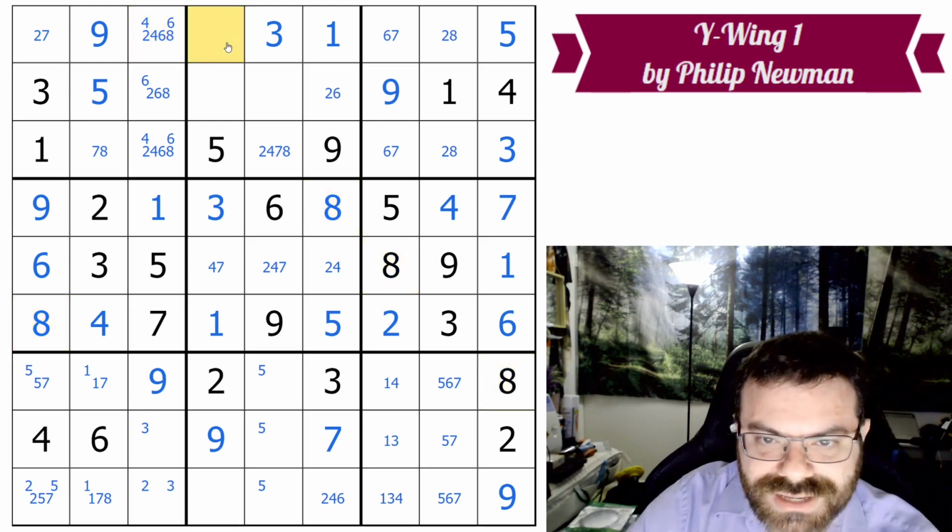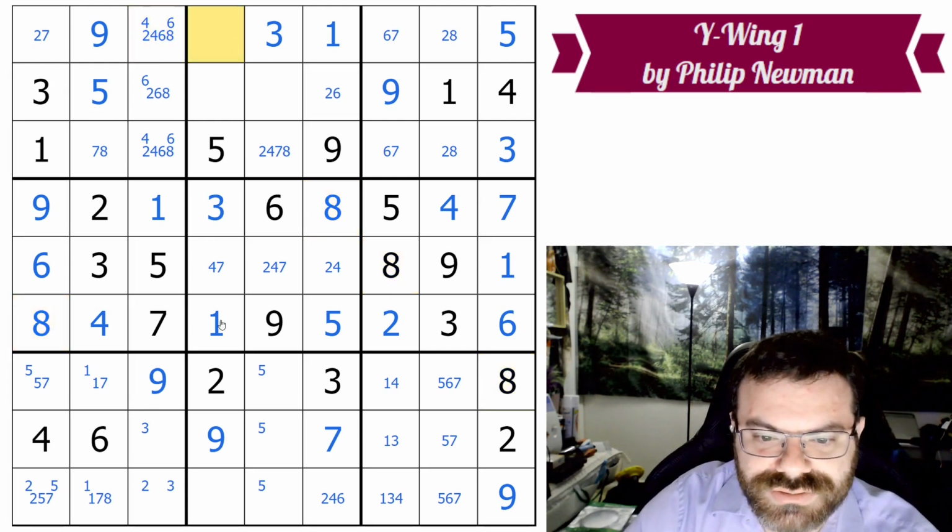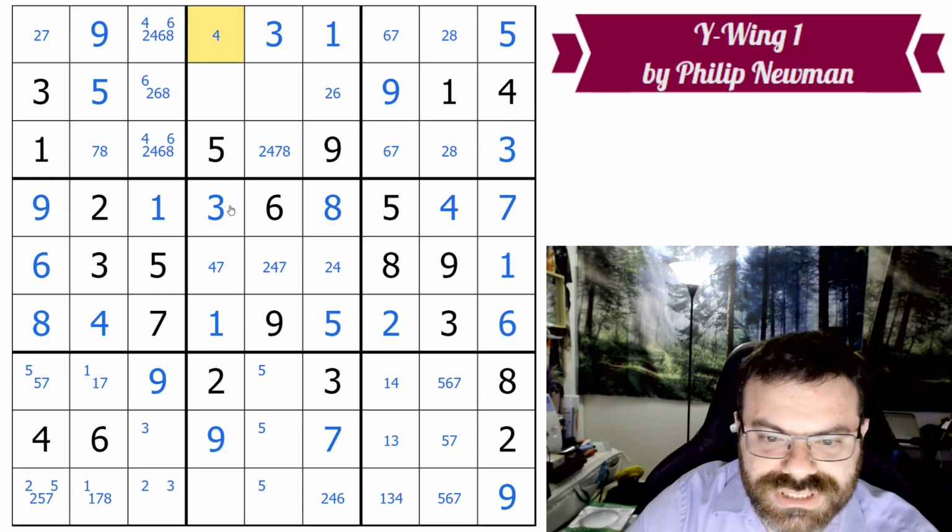Okay. How about this cell? So it sees a 1, 1, 2, 3. Does it see a 4? No, it can be 4. It sees 5. We need a 6, 7, 8. And it sees a 9. So yeah, I don't see any 7s or 8s there.